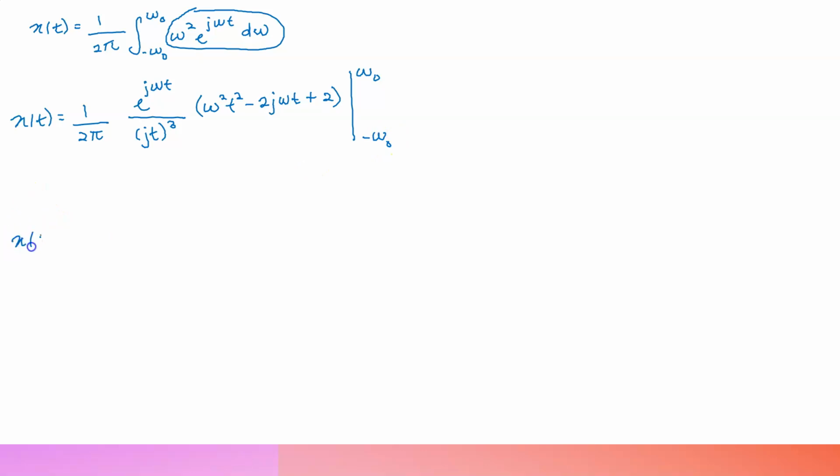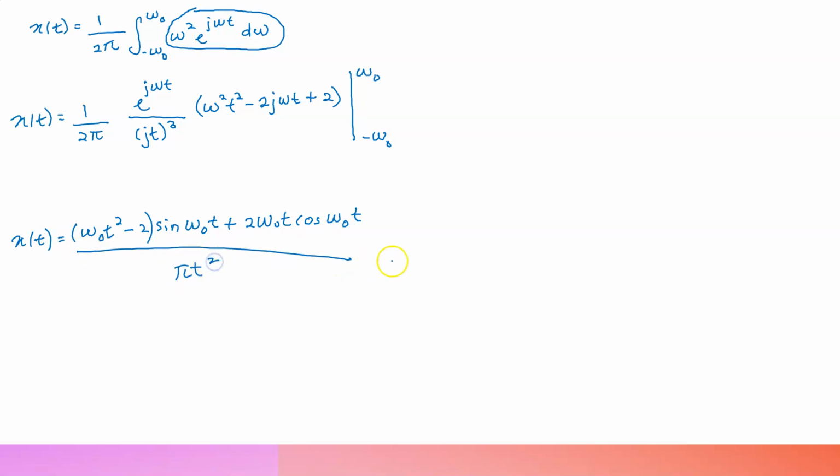If you do that, then you get the answer: x of t equals (omega naught t square minus 2) sine omega naught t plus 2 omega naught t cos omega naught t, divided by pi t square. Okay, so this is the inverse Fourier transform of the given signal, which is in the time domain.